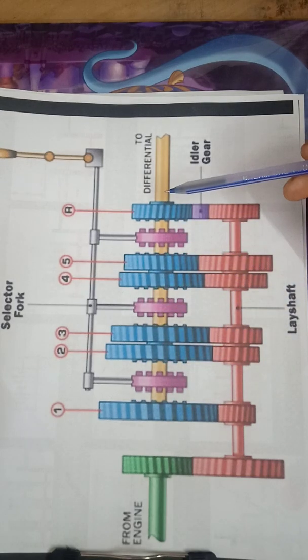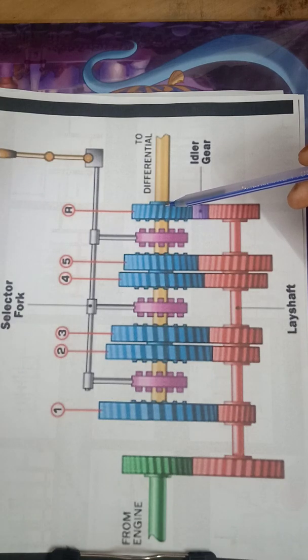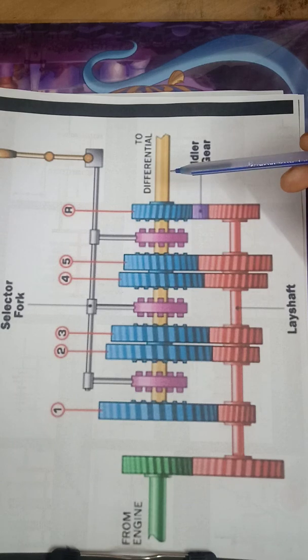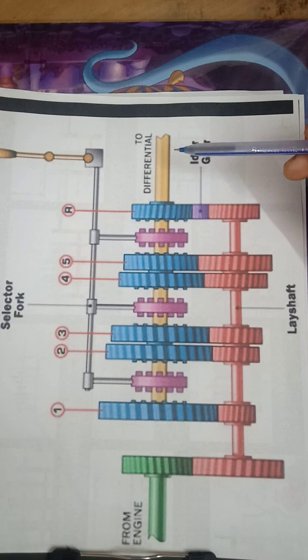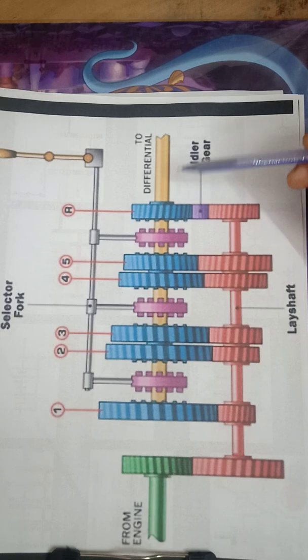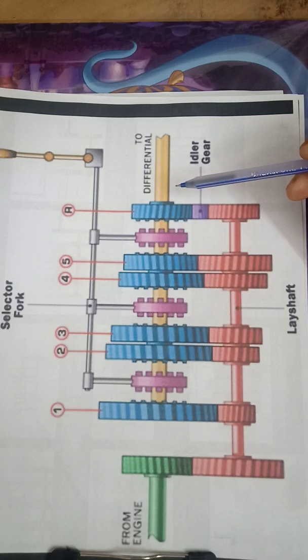We all know that the IC engine generates power and torque at a particular rpm, that is, between 2000 to 3000 rpm, where the IC engine produces the maximum torque. So what happens during the starting of the vehicle? When the vehicle is stationary, we need maximum torque and minimum speed during the starting of the vehicle, that is, when the vehicle has to move from stationary.